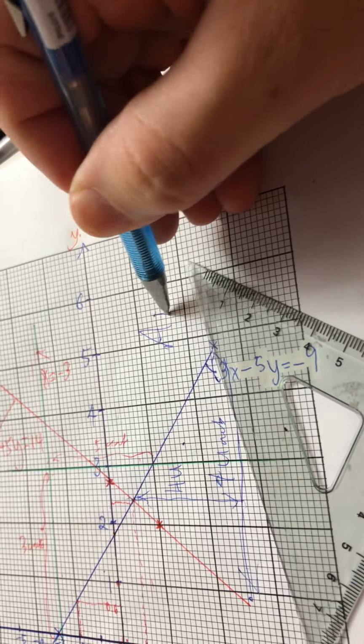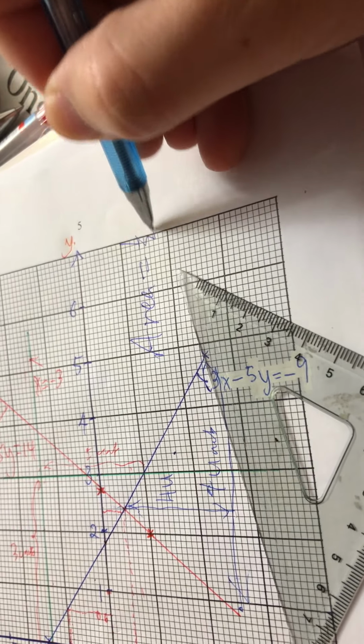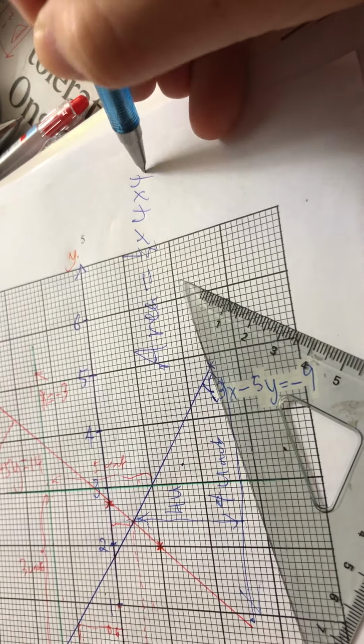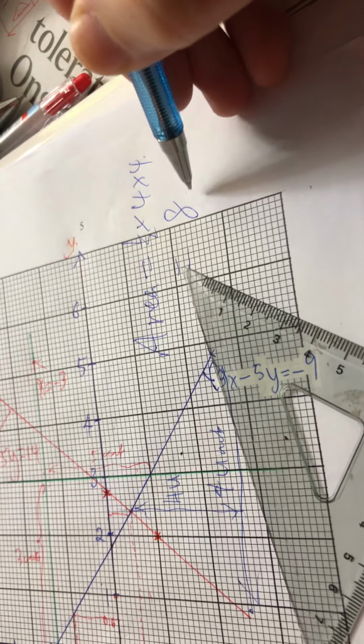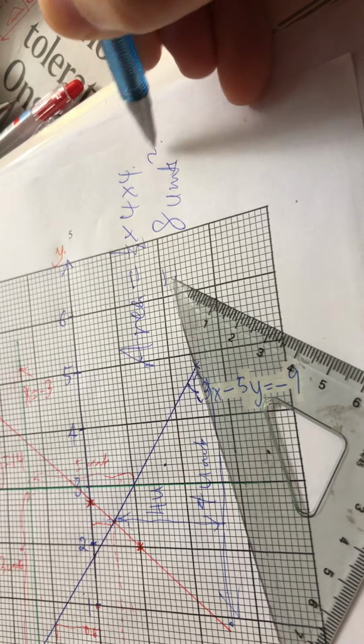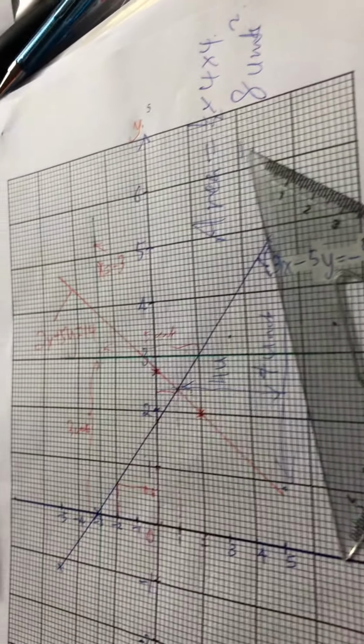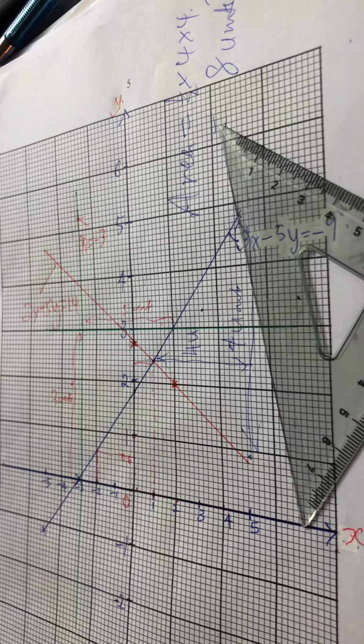So your area will be half times 4 times 4, which is 8 units square. Yeah, that's all. So that's the end of the video on graph. Thank you.